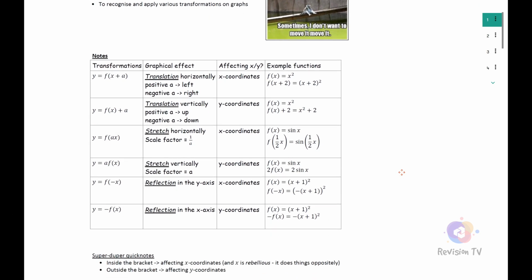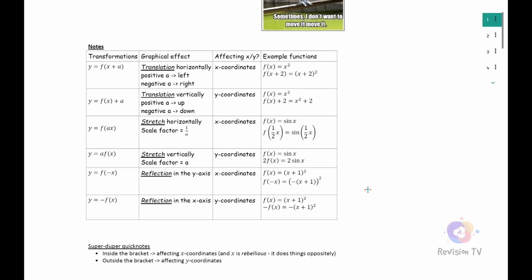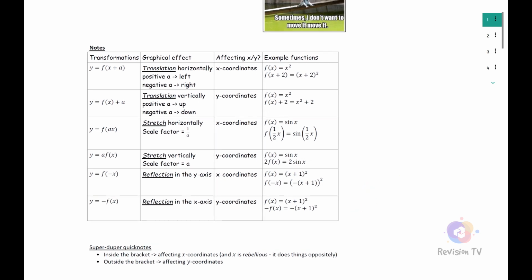Now, first of all, in total, there are 3 transformations, as I've said. First one is called translation, and then a stretch, and then a reflection. Each of them has an X version and a Y version. Right, so let's look at the first one.